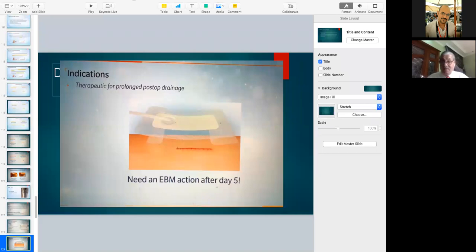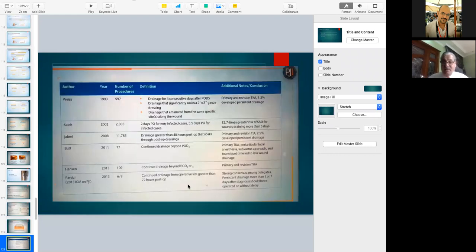But this also needs evidence-based medical action. Yes, it is used for a prolonged period, but you depend on evidence-based medicine to use the VAC when there is drainage between 5 and 7 days. And the literature shows that there is a decrease of SSI and PJI when you use the VAC.